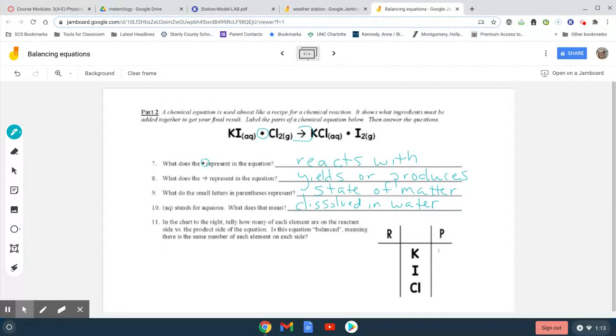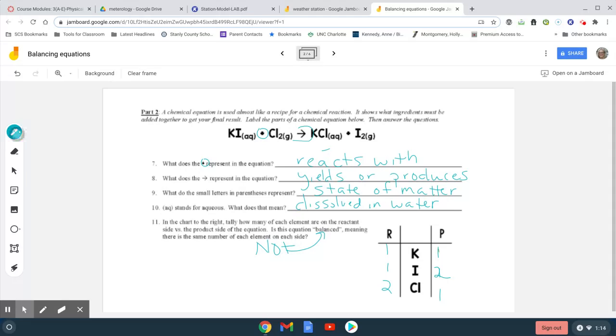All right, so in this chart, we're going to add up. R is for reactants, so it's on the left-hand side. I have 1 K, 1 I, and 2 Cl's. On the products side, I have 1 K, 1 Cl, and 2 I's. If I look, this is not balanced. Is there the same on each side? No, it is not balanced.